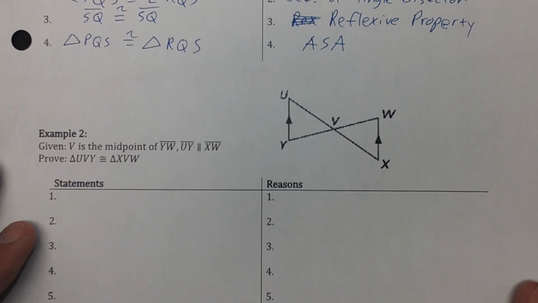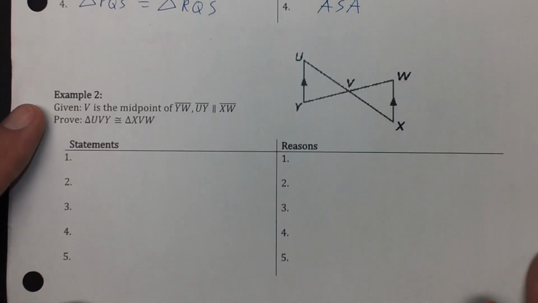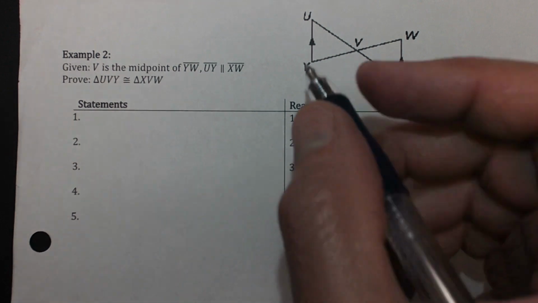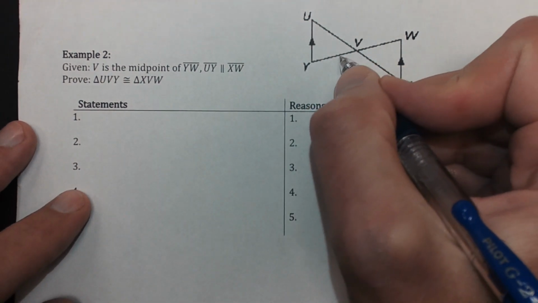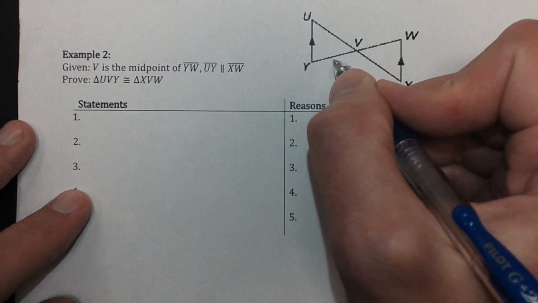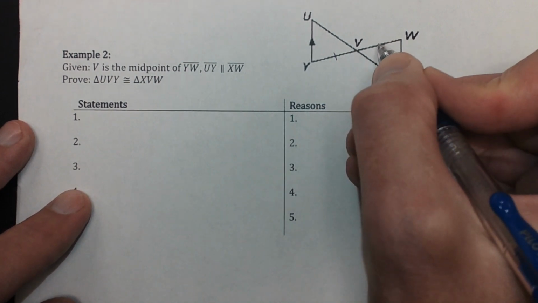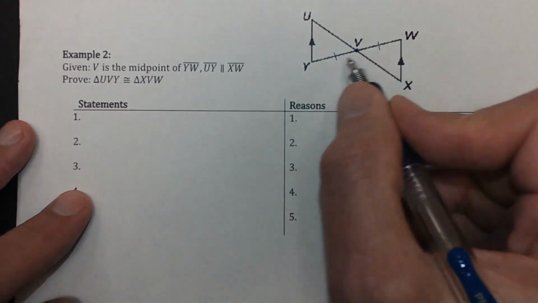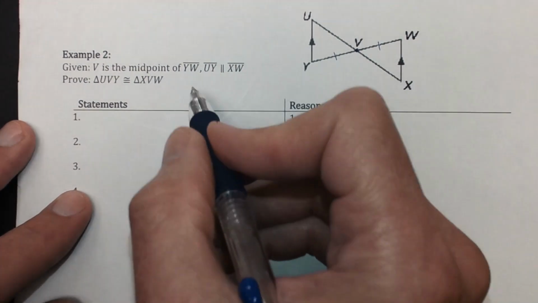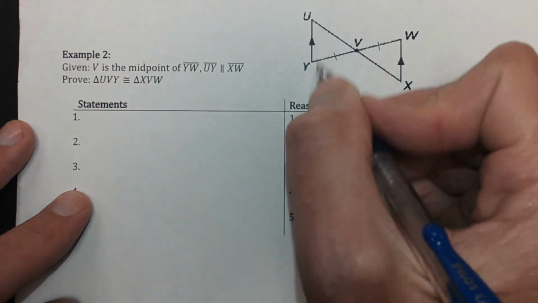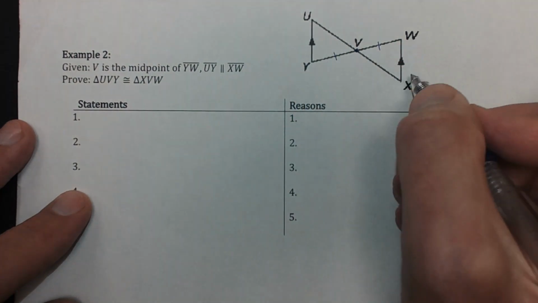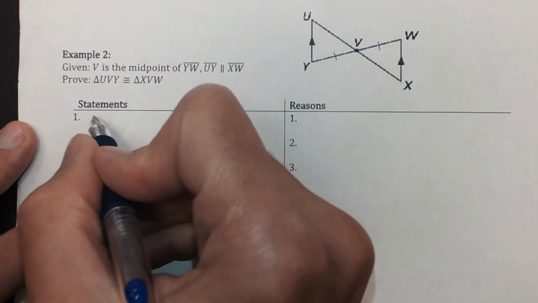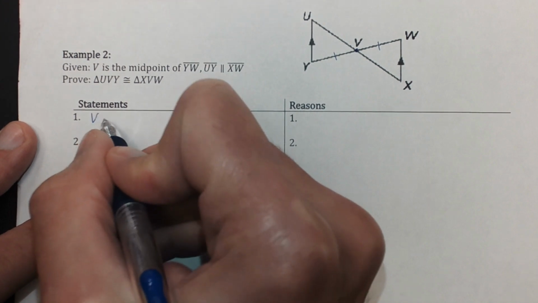This one's a little bit longer, not a whole lot. In example 2, we are told a couple of things. V is the midpoint of segment YW. So if it's the midpoint, I know those two segments are going to end up being congruent. I need to still write that in my proof though. And I also am told that segment UY is parallel to segment XW. So I'm going to go ahead and write that all down. V is the midpoint.